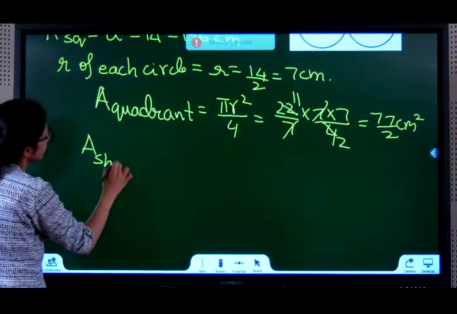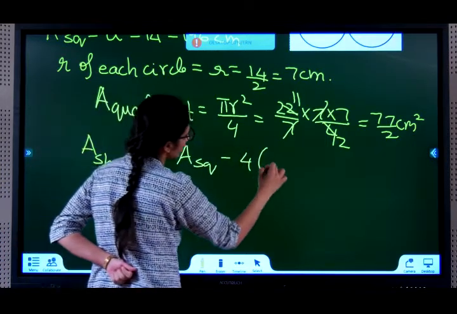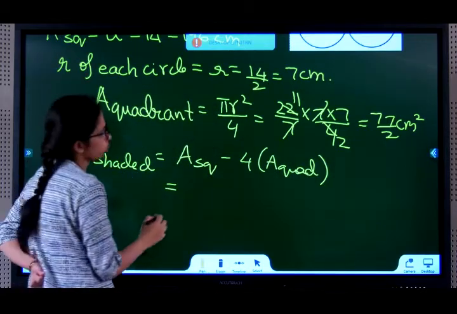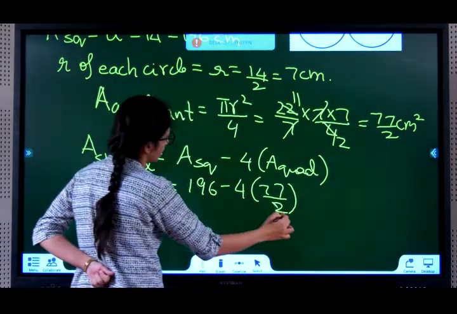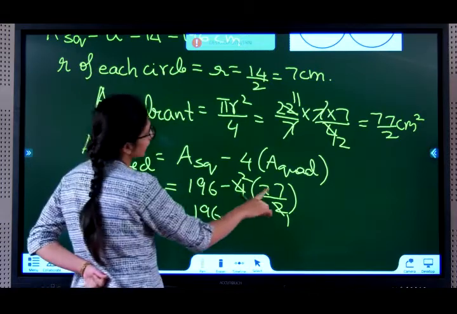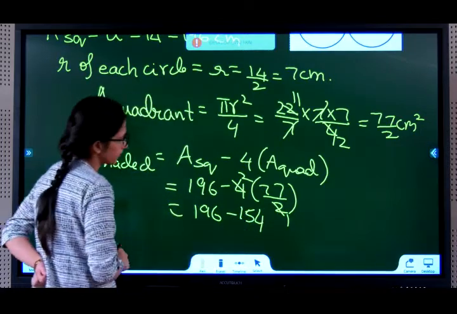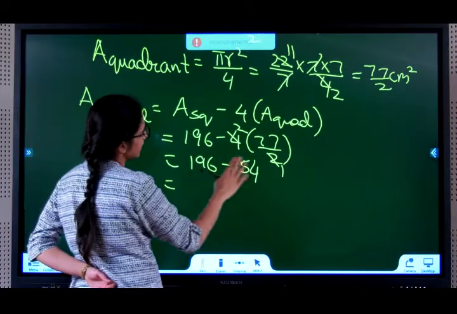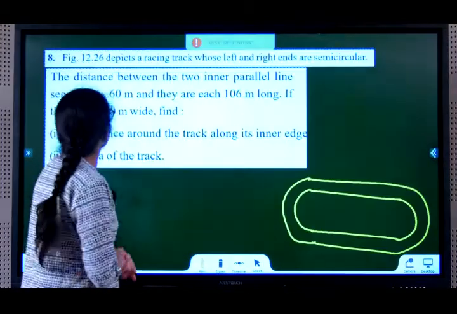Area of shaded region is equal to area of square minus 4 into area of quadrant. Area of square 196 minus 4 into 77 by 2. 2s are 1s are. 196 minus 77 into 2, 154. Correct? Yes. Now from 154 you have to reach 196. So 196 minus 154, 42 centimeter square.